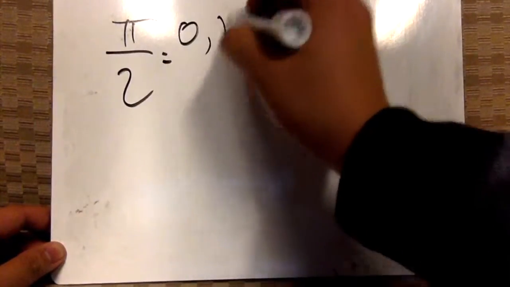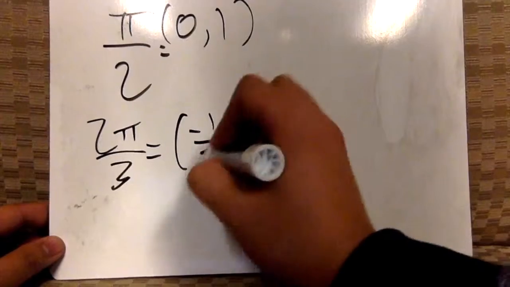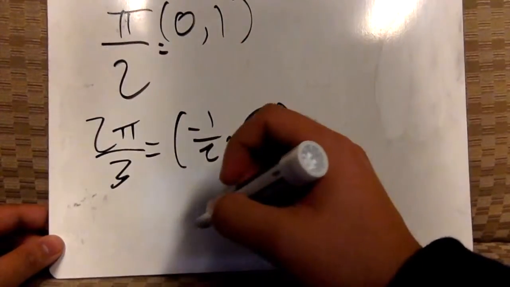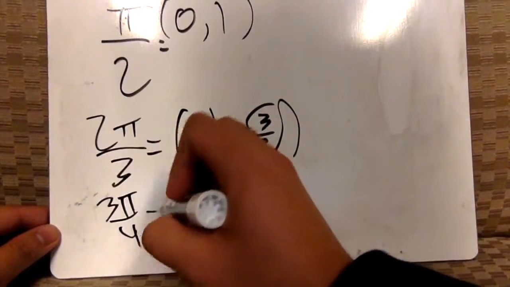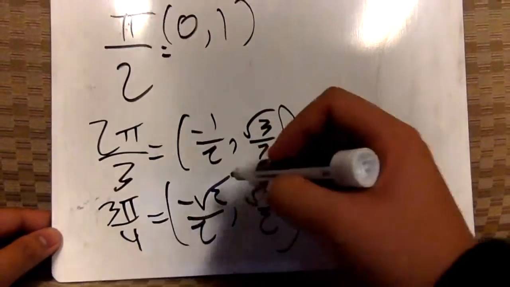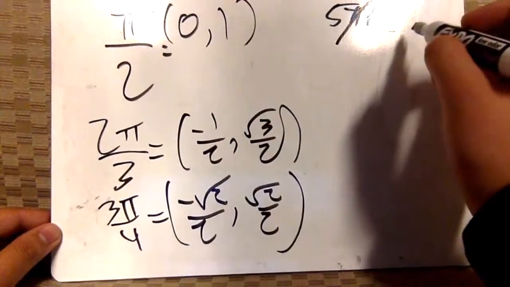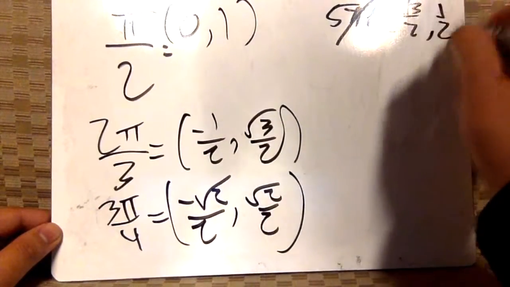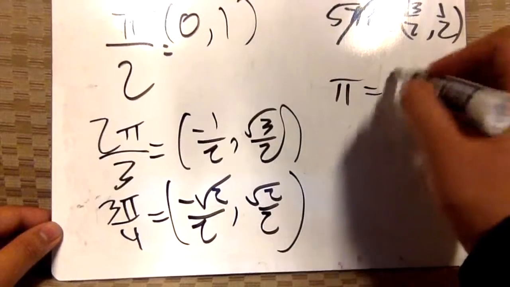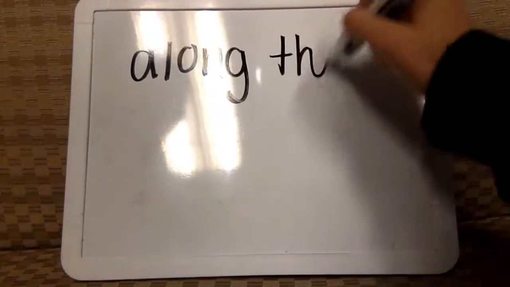So the coordinates for these is going to be 0, 1 for pi over 2, and for 2 pi over 3 it's going to be -1/2 and root 3 over 2. And then for 3 pi over 4 it's going to be negative root 2 over 2 and root 2 over 2. For 5 pi over 6, it's going to be negative root 3 over 2 and 1/2. And for pi, it's just negative 1 and 0.